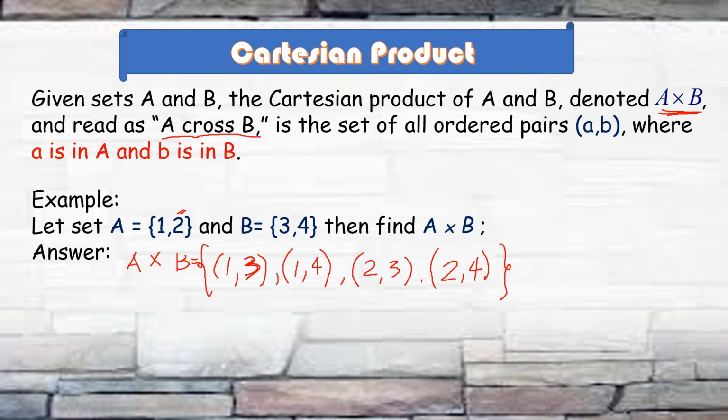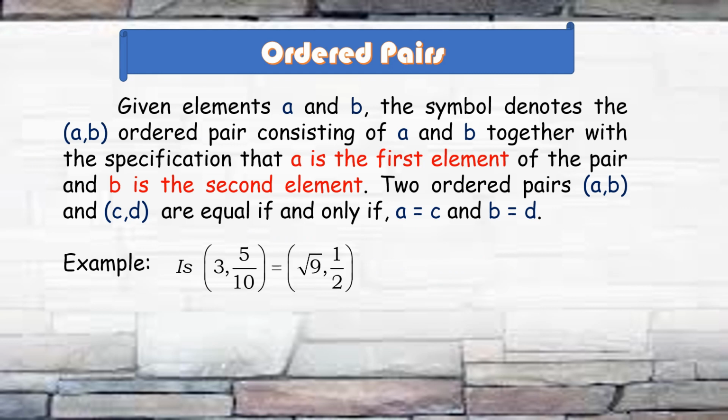Next. I hope you understand this part. We also have ordered pairs. Yung kaninang ginawa natin, it's an example of ordered pair. Okay? Given elements A and B, the symbol (A, B) denotes the ordered pair consisting of A and B, with the specification that A is the first element and B is the second element. Yung ginagawa natin kanina sa previous slide, it's an example of ordered pair.